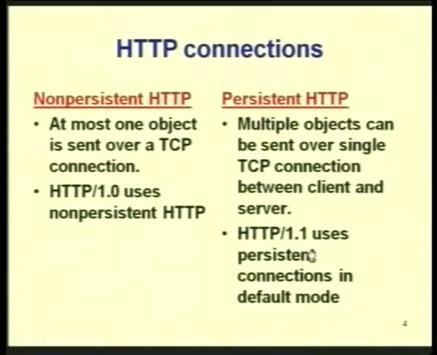In persistent HTTP, on the other hand, the same TCP connection would be kept open and the different objects would be sent using that same TCP connection. So, this job of opening and closing connections is much less in the case of the persistent HTTP protocol. Initial versions of HTTP, that is 1.0, use the non-persistent HTTP protocol, whereas current versions, 1.1 and so on, use the persistent HTTP protocol.